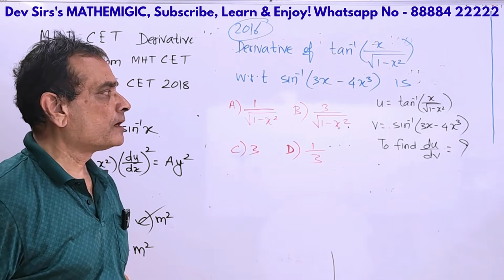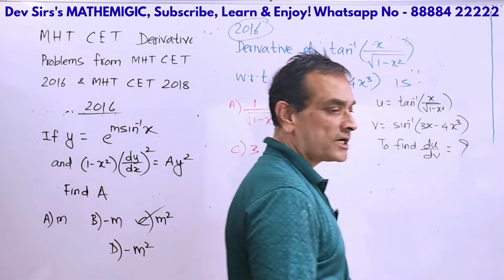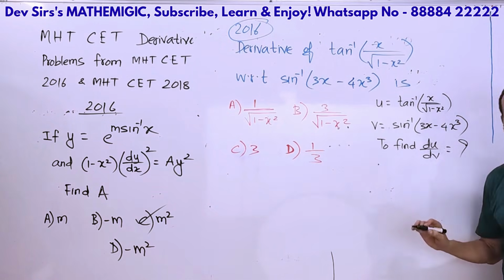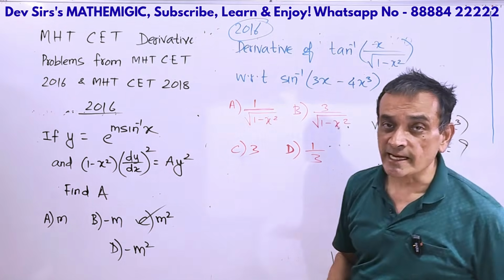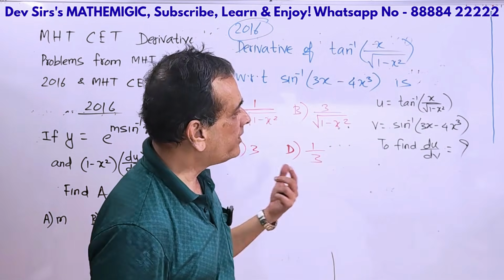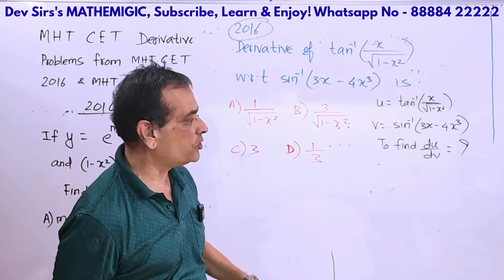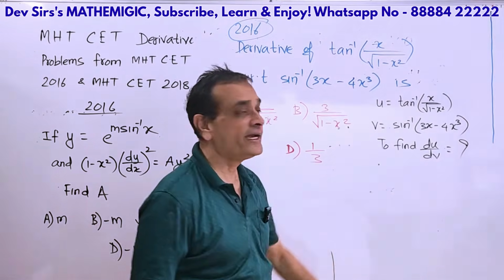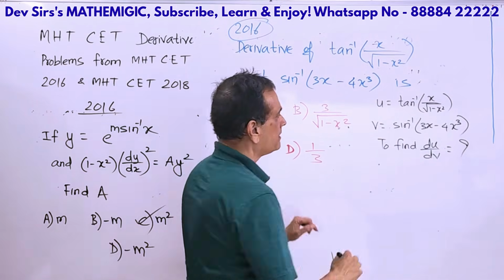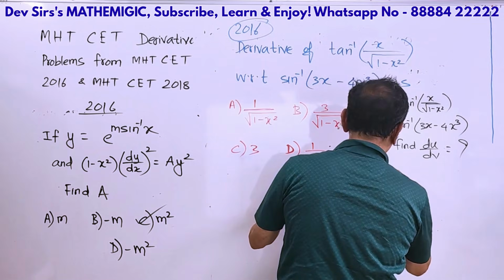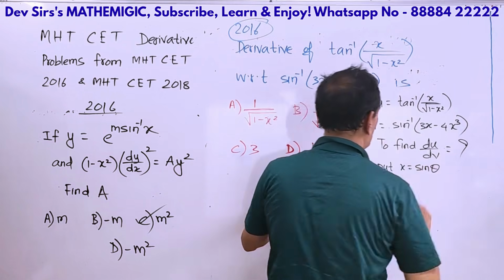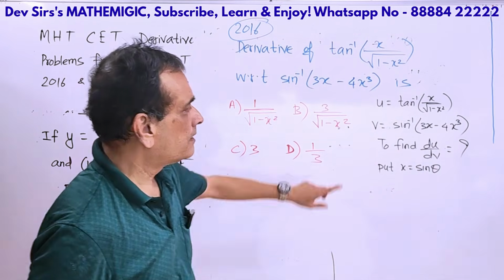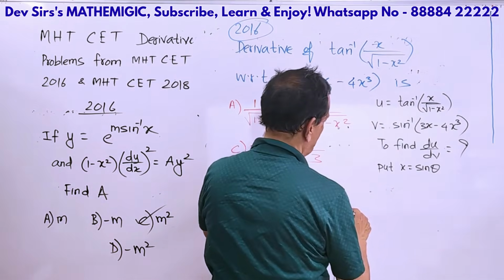Now the thing is, you should know certain substitutions. Whenever you get root of 1 minus x squared, put x equal to sine theta. This we are going to solve by substitution. Remember, you have to find out du by dv. So put x equal to sine theta for both. Substitute first.